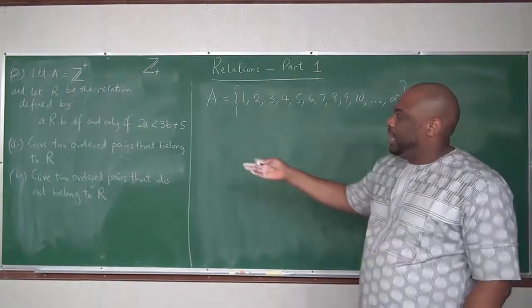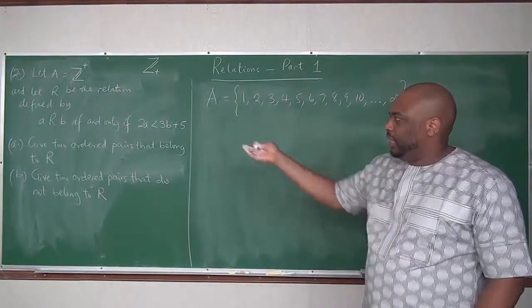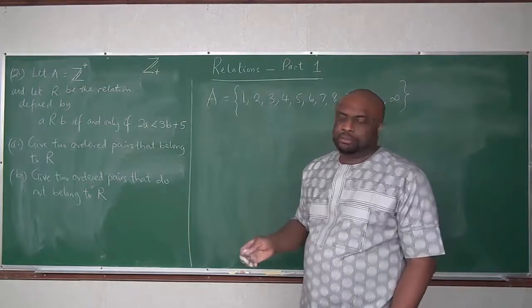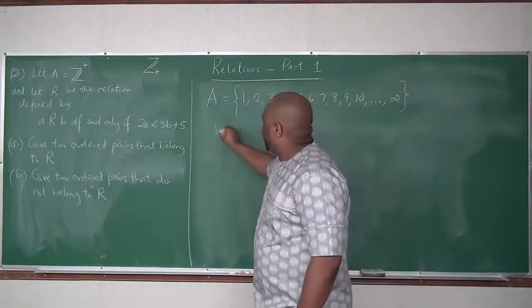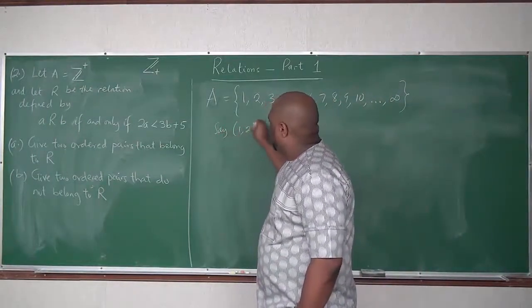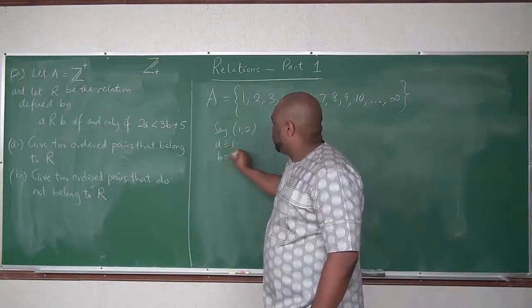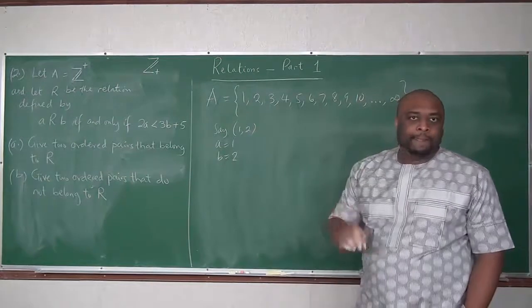Alright, so I'm just going to pick 1 and 2. Say I pick 1 and 2. This means that A is 1 and B is 2. That is what it means. Okay?